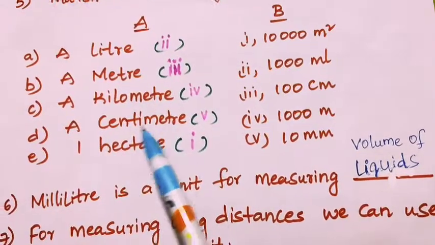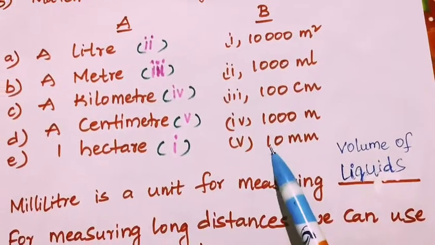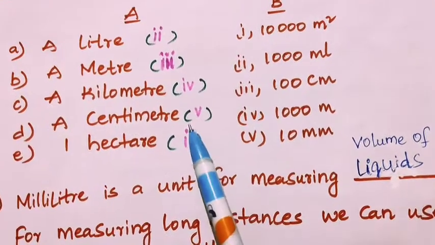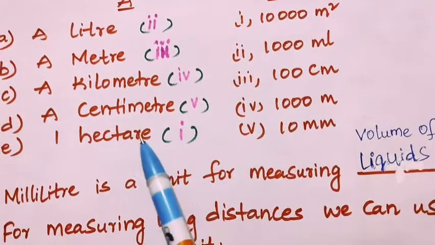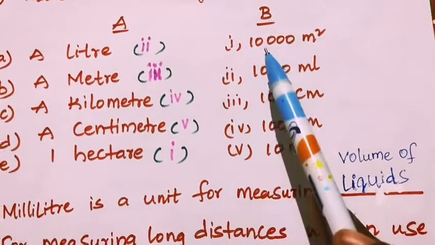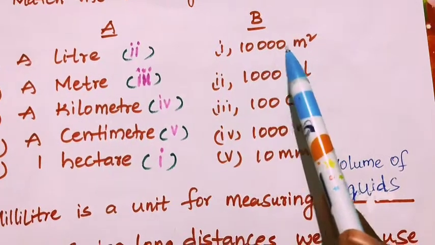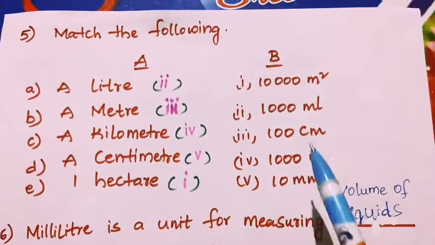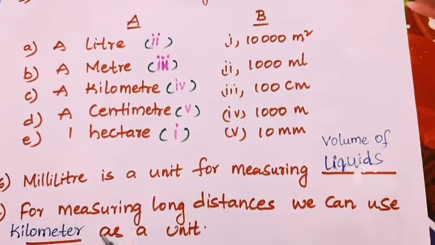Next, a centimeter. Centimeter is 10 millimeters. So, fifth one is the answer for centimeter. Next, 1 hectare. 1 hectare means 10,000 meter square. So, it is 1. So, this is the match the following.